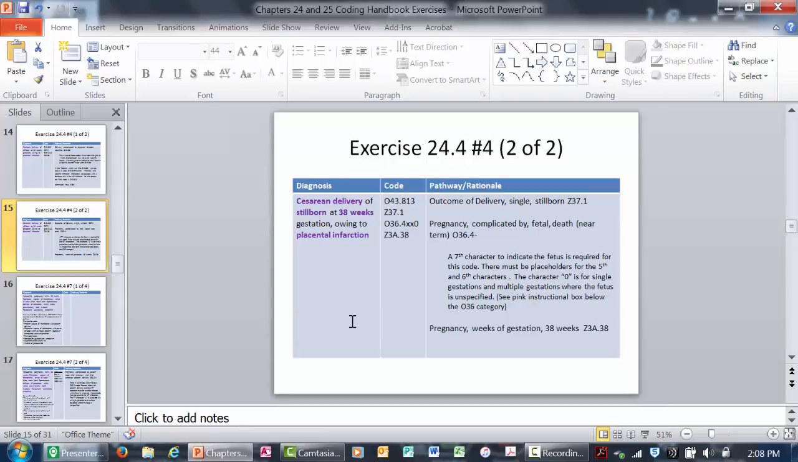Whenever there is a fetal death, you will code this pregnancy complicated by fetal death, O36.4. And you see here where we've had to use the 5th and 6th character placeholders in order to assign the 7th character for the fetus. There you go. And here's the weeks of gestation.